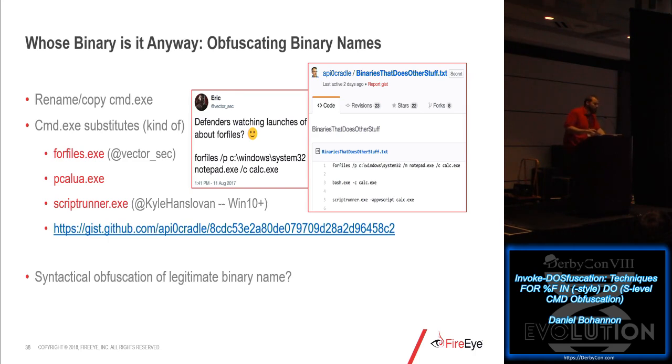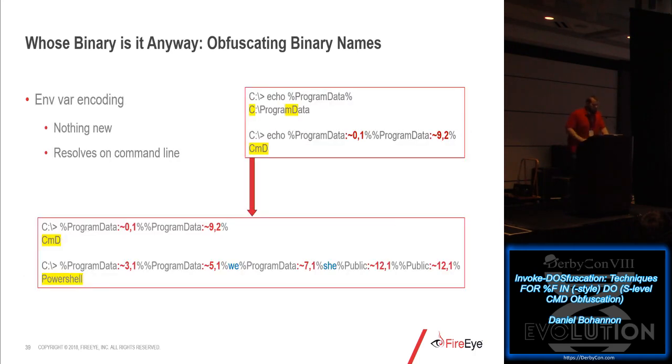So it's syntactical obfuscation of the legitimate binary name. So what do I mean by that? Well, one thing we can do is use environment variable encoding. There are a lot of default environment variables in Windows, as with any operating system, and what we can do is extract substrings of them.